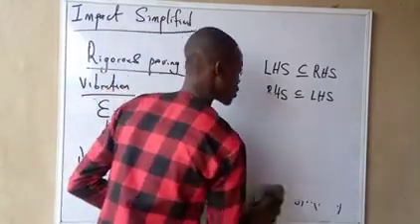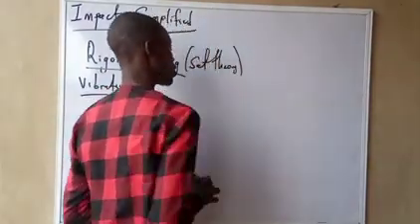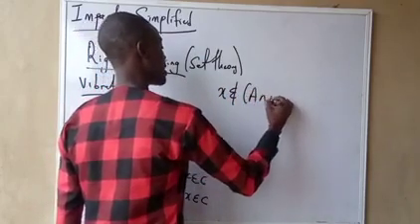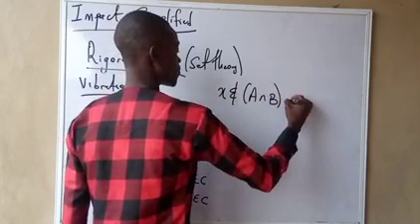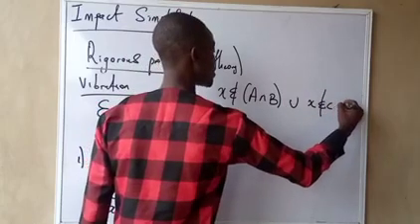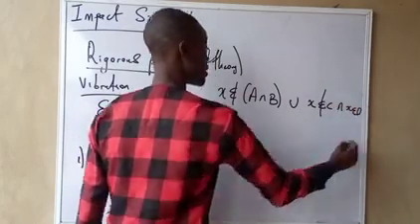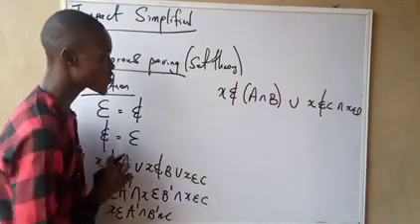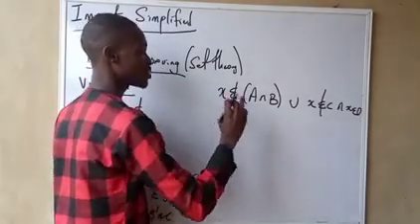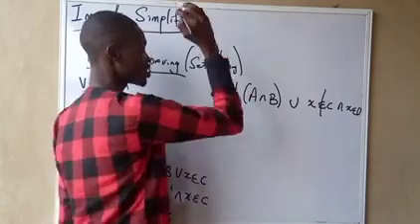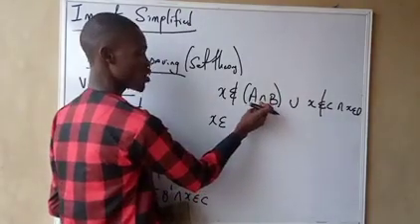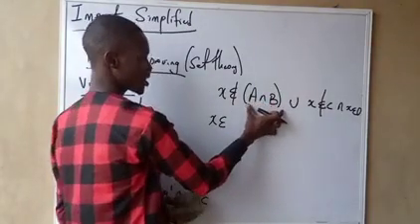Now also to buttress more points on that, let us look at this example. We have x ∉ A ∩ B, union x ∉ C, intersection x ∈ D. Wow! So how can we break this down? We have said that we don't leave our answer as not an element of. So that means we change this not an element of to element. There will be a vibration, but the vibration will not affect this symbol because it's inside the bracket.